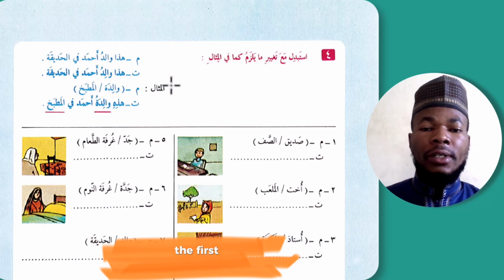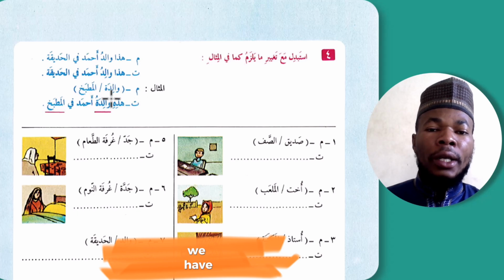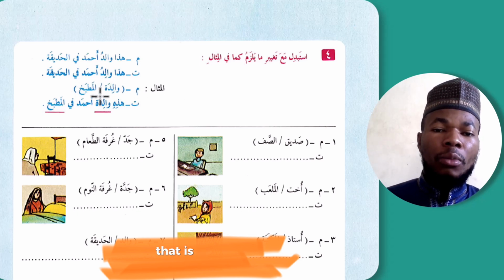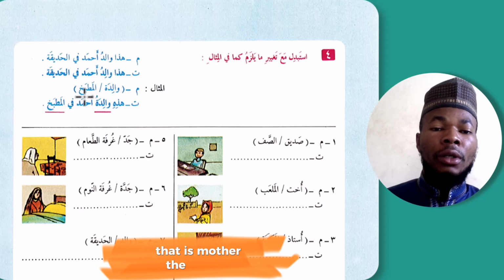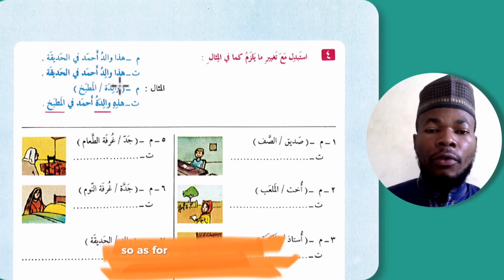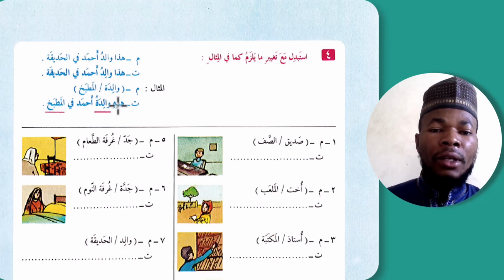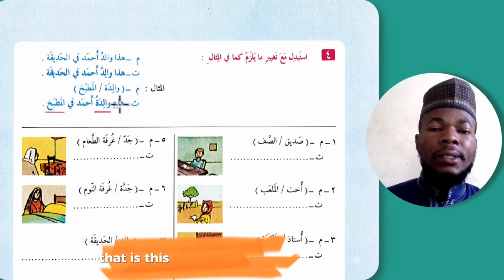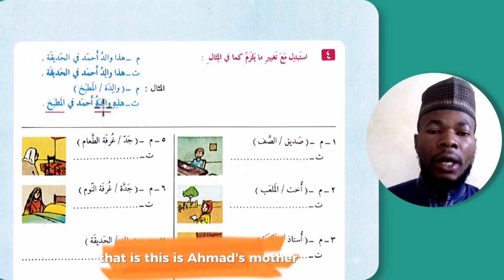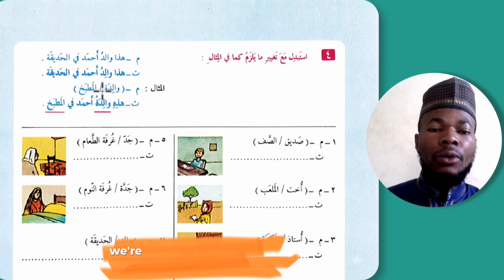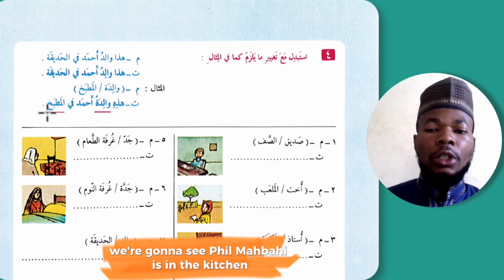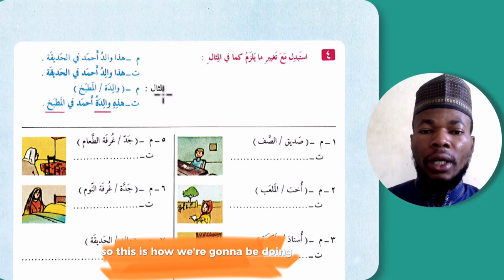Al-Mithal, the first example, we have Walidatun and Al-Matbakh. Walidatun, that is mother, and Al-Matbakh, the kitchen. So as for the first one, we are going to say هذه walidatu Ahmada. That is, this is Ahmad's mother. Then as for al-matbakh, we're going to say fil matbakhi, is in the kitchen. So this is how we're going to be doing the exercise.